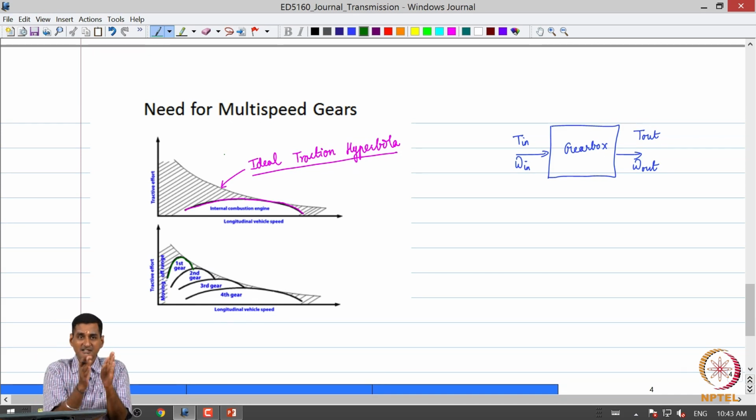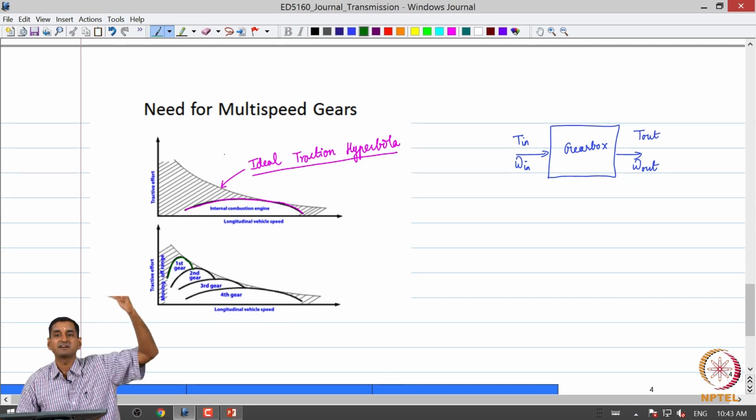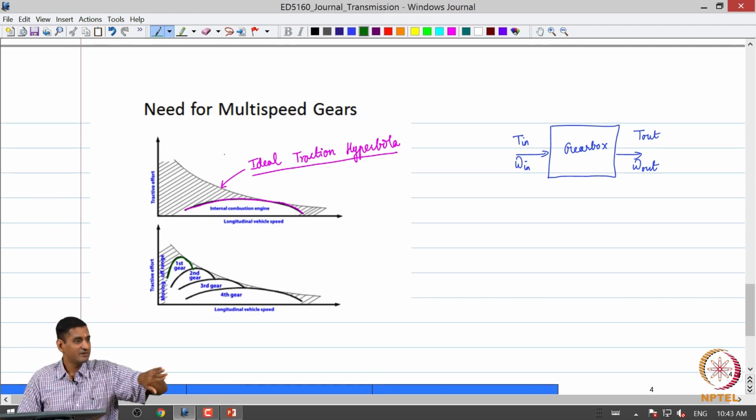That gets shrunk and shifted to the left. Why? Because the output torque is going to be the gear ratio multiplied by the input torque, but the output speed is going to be the input speed divided by the gear ratio. So if I am magnifying the input torque by a factor of 4, I am also scaling down the input speed by a factor of 1/4, is it not?